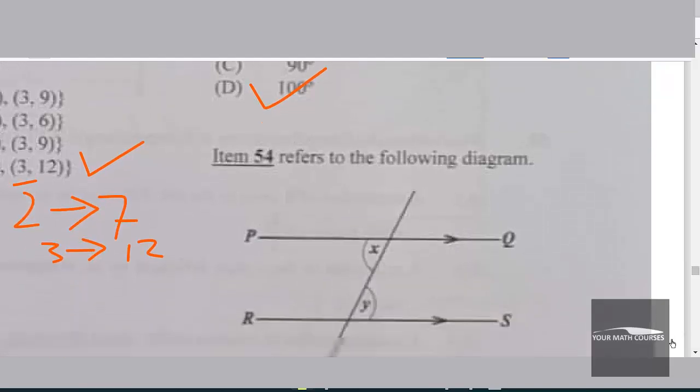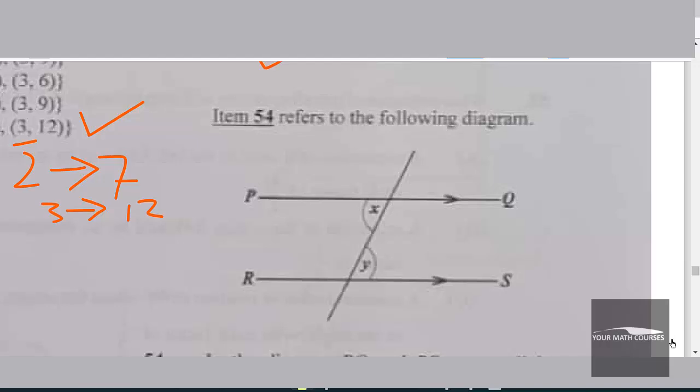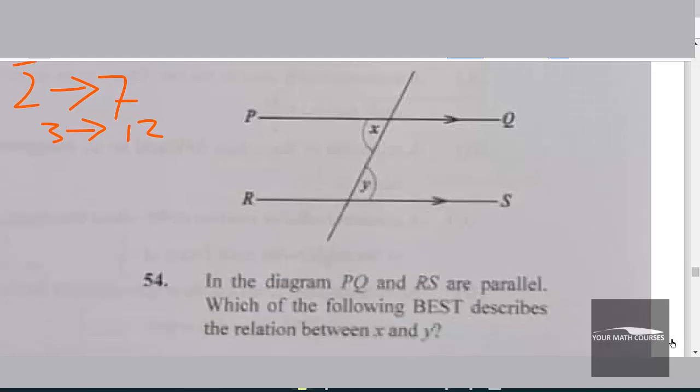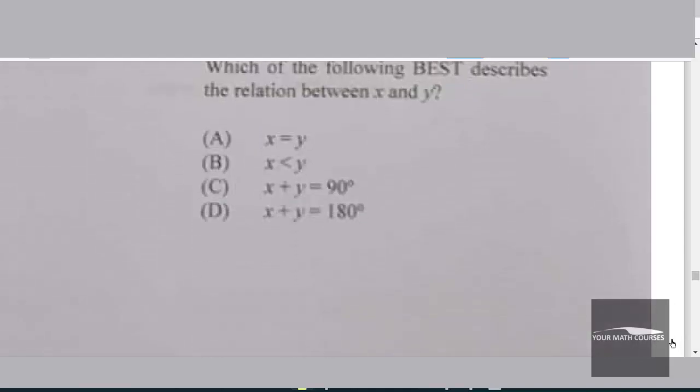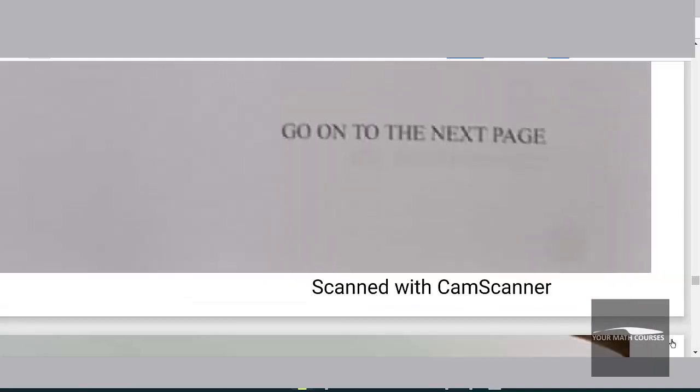Now let's look at item 54. Item 54 refers to the following diagram. These two lines are parallel. In the diagram, PQ is parallel to RS. Which of the following best describes the relation between X and Y? This and this are alternate angles, and alternate angles are equal. So Y is equal to X, or X equal Y. A is correct. Now let's move on to the next question.